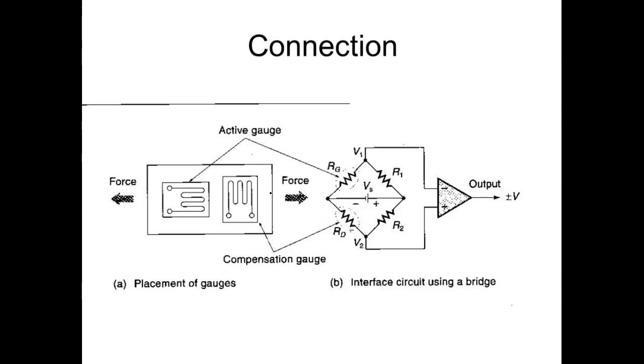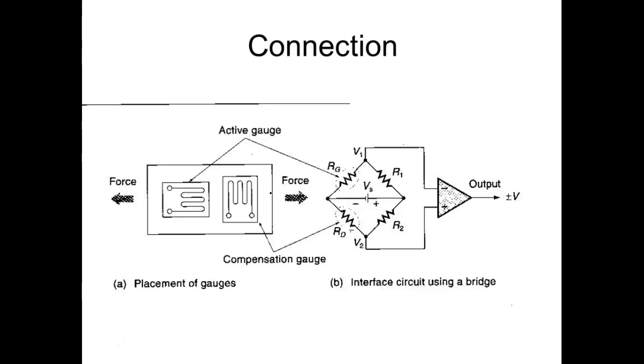To get a real accurate measurement, we run these in pairs. One of them is called a compensation gauge. One of these is called the accurate gauge. The compensation gauge is set up so it's not going to change its length with weight. In fact, the way it's hooked up, it acts like an accordion, right? So this guy does not change its resistance with weight. This guy changes its resistance with weight. This guy doesn't change its resistance with weight. This guy changes with temperature. This guy changes with temperature.